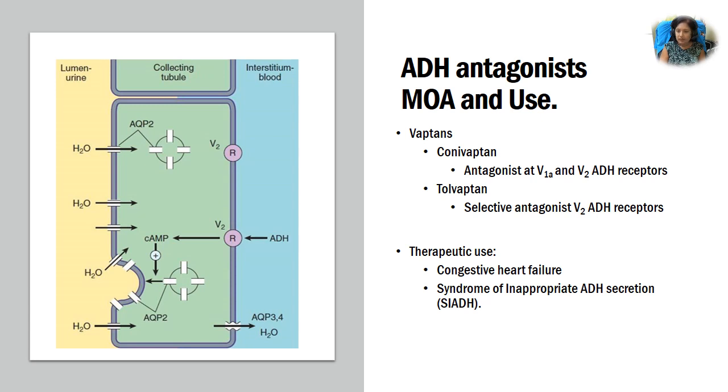So these agents have been approved by the FDA, both conivaptan and tolvaptan. They're currently the only vasopressin receptor antagonists commercially available and approved by the FDA for the treatment of euvolemic hyponatremia in hospitalized patients. These agents, the ADH antagonists, are also used in congestive heart failure for the same reason, with side effects due to excessive ADH secretion, and also in the syndrome of inappropriate ADH secretion.